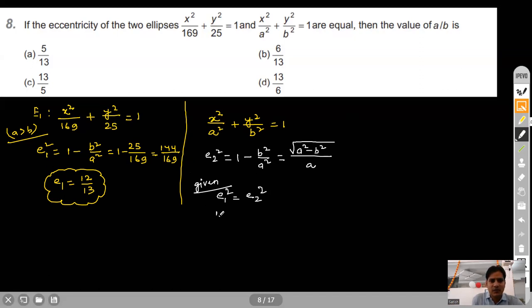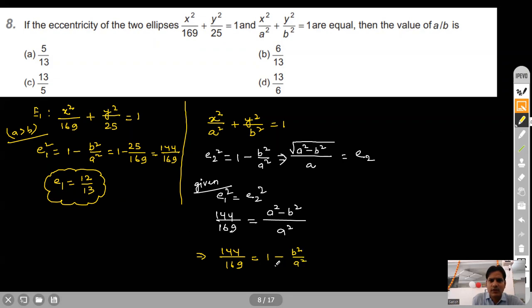So e1 square we got as 144 upon 169. And what is our e2 square? So anyhow, I will take e2 square only. I don't want to deal with this square root thing. So e2 square will be A square minus B square upon A square. Is it okay? Or we can write the same thing as 144 upon 169 is equal to 1 minus B square upon A square. Is it okay? 1 minus B square upon A square.